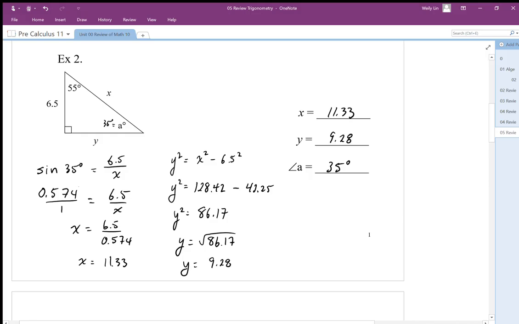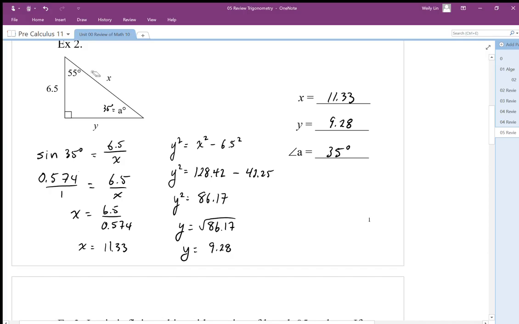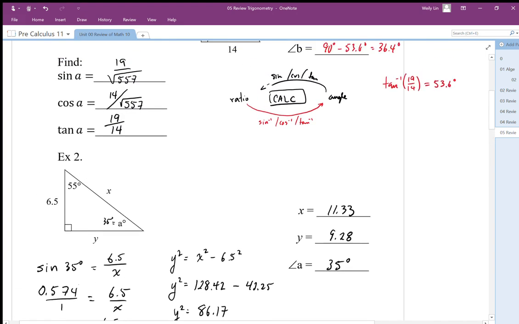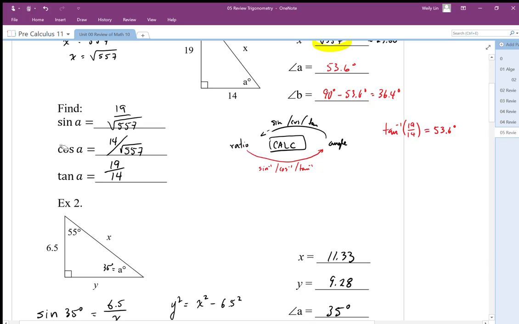So I've solved this triangle. I've solved for all the unknown sides and angles in this problem. And this is largely a calculator problem, whereas when we start talking about sine, cos, and tan as expressions, we really just should leave them as exact values.